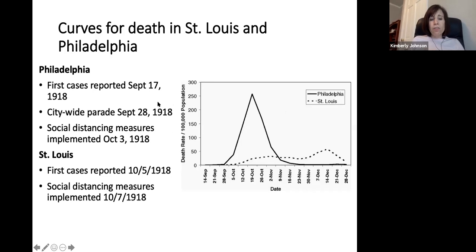In Philadelphia, the first cases were reported on September 17th, 1918. And then they kind of ignored that. Then they had a citywide parade on September 28th, 1918, and social distancing measures were not implemented till October 3rd. So we can see a very different shape of the death rate from influenza in 1918-1919 than in St. Louis, where the curve was relatively flat. In St. Louis, the first cases were reported on 10/5/1918, and they implemented social distancing measures such as school closings 2 days later, and so they had a very different course of the epidemic and a lower death rate.